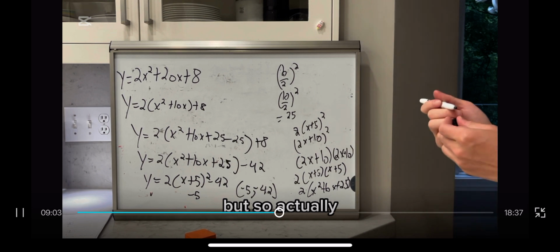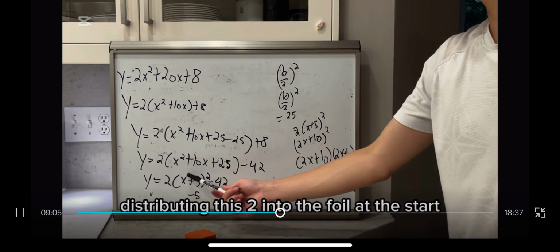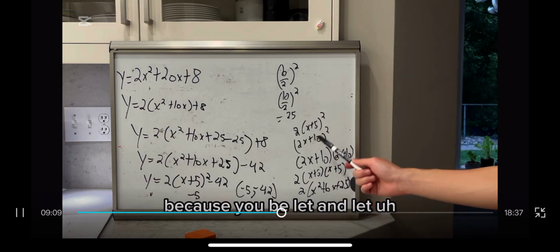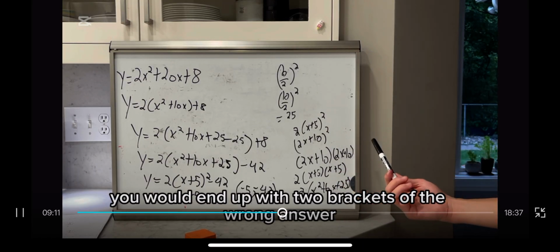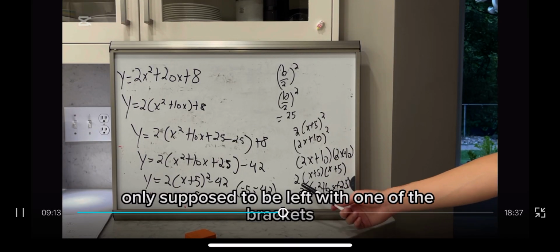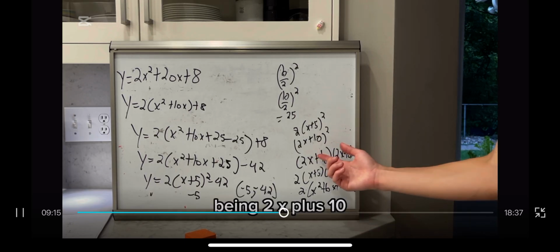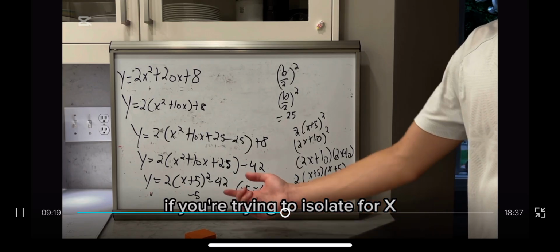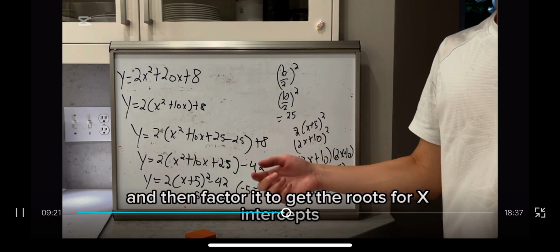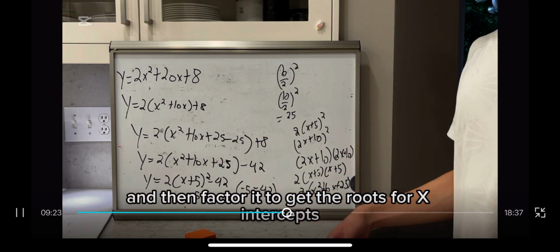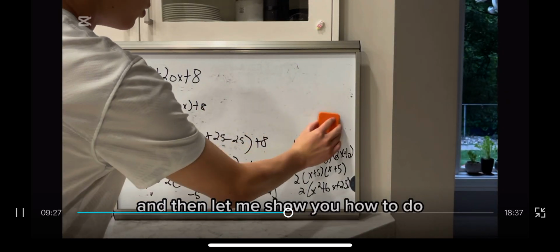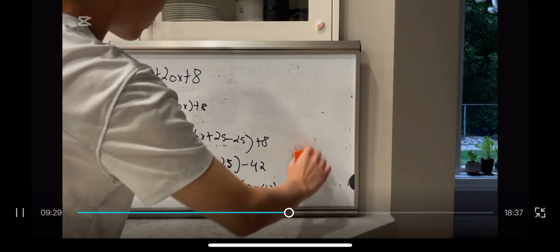Sorry for the handwriting, but distributing this 2 into the FOIL at the start is actually the wrong move, because you would end up with 2 brackets of the wrong answer when you were only supposed to be left with 1 of the brackets being 2x plus 10. Instead, now you have 2. And also, if you're trying to isolate for x, you don't have to expand it and then factor it to get the roots for the x-intercepts. You could instead just isolate for x here. Let me show you how we would just isolate for x.